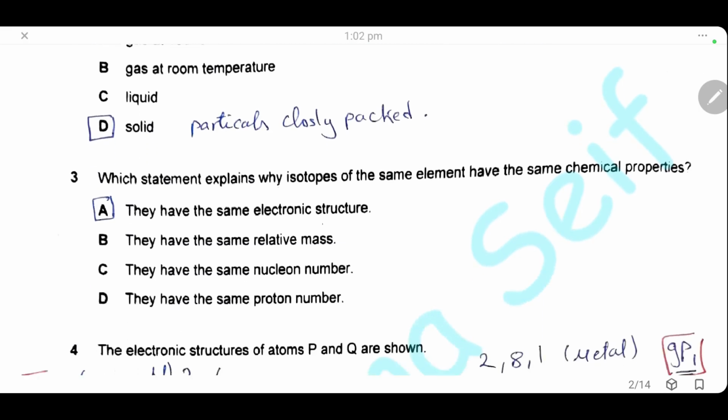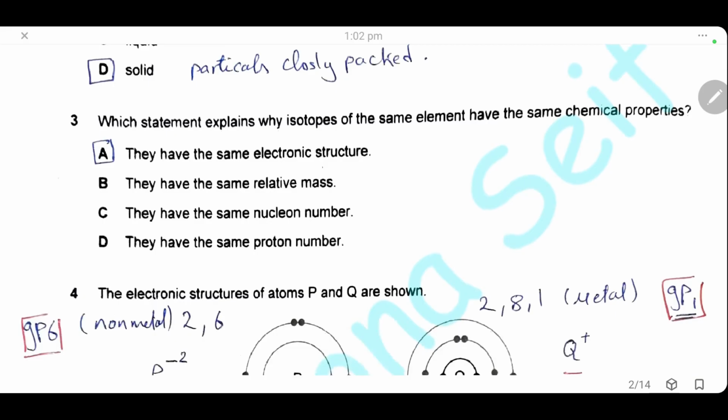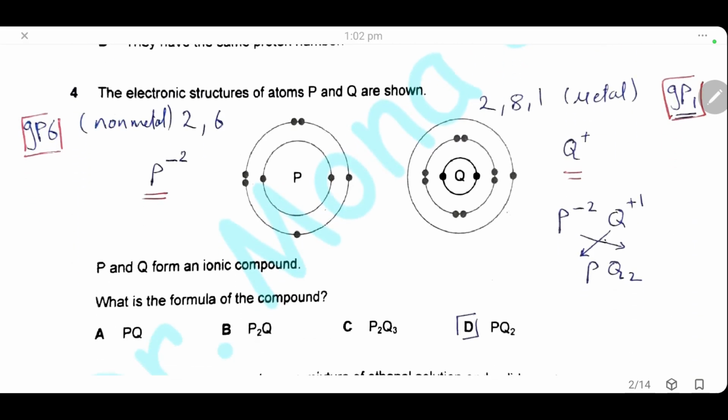Question 3. Which statement explains why isotopes of the same element have the same chemical properties? Isotopes have the same electronic structure and the same outer shell electrons, and because only electrons are involved in chemical reactions, they will determine the chemical properties. The answer is A.